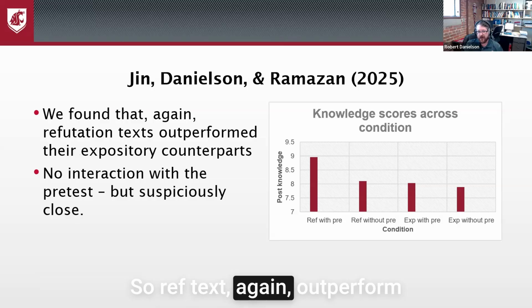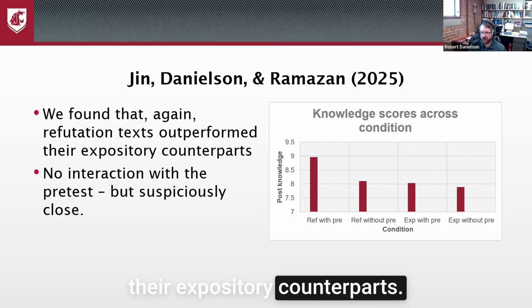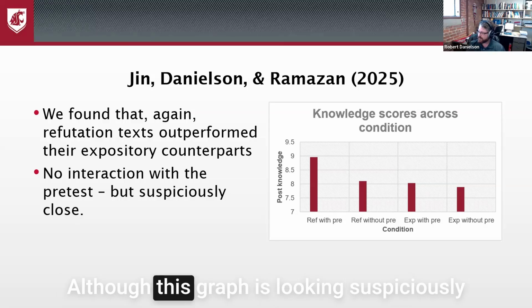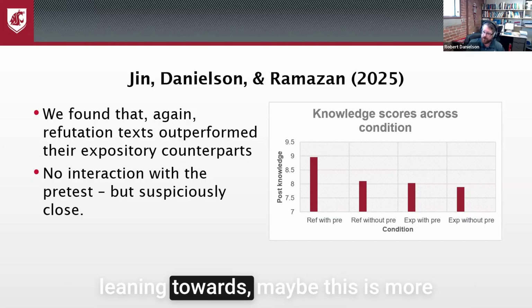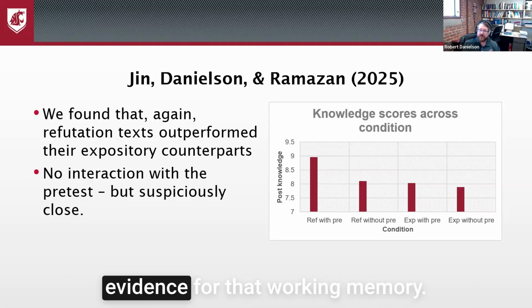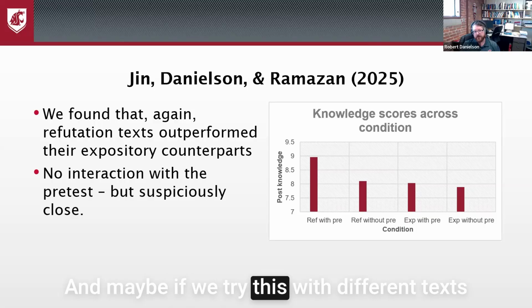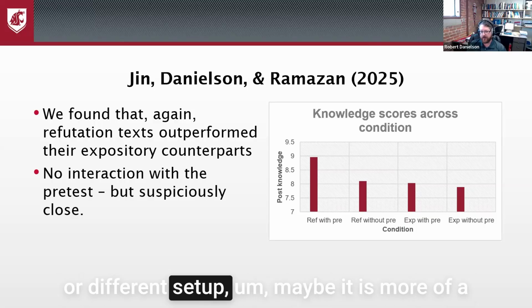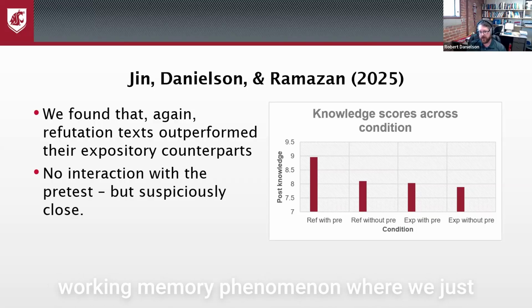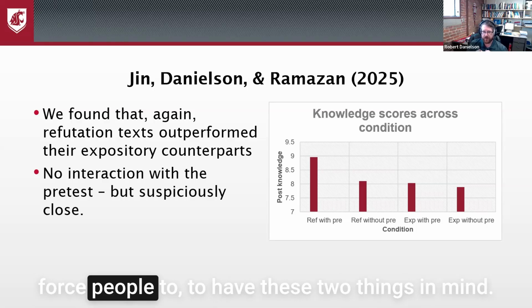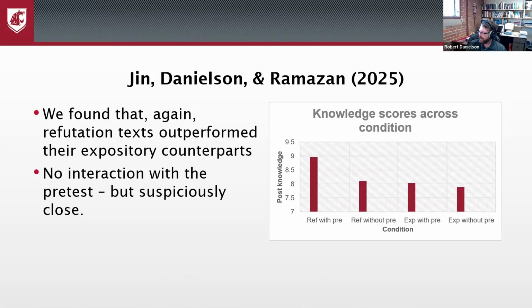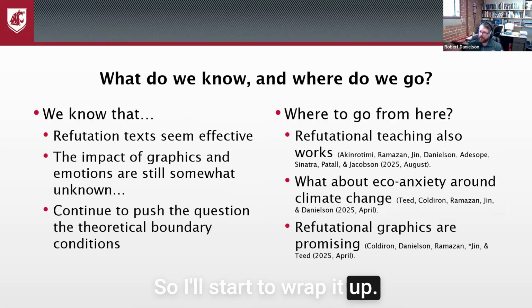So ref text, again, outperformed their expository counterparts. Although this graph is looking suspiciously leaning towards, maybe this is more evidence for that working memory. And maybe if we try this with different texts or different setup, maybe it is more of a working memory phenomenon where we just force people to have these two things in mind. Okay, I know that's a lot of studies. So I'll start to wrap it up.